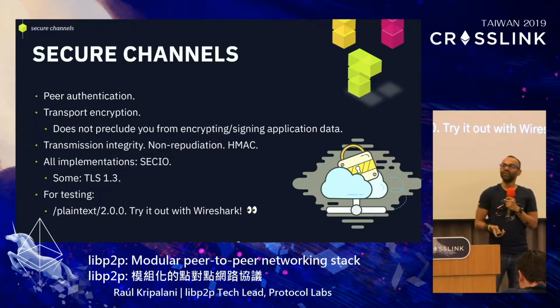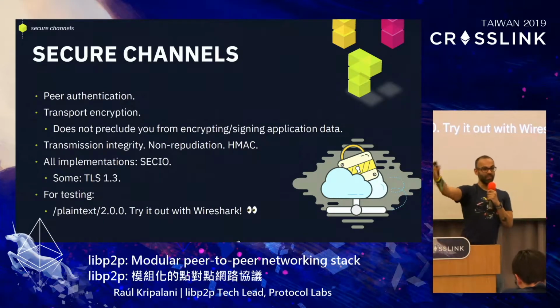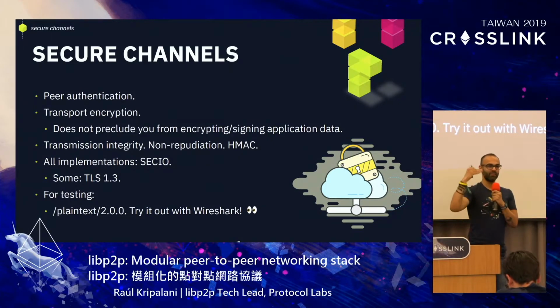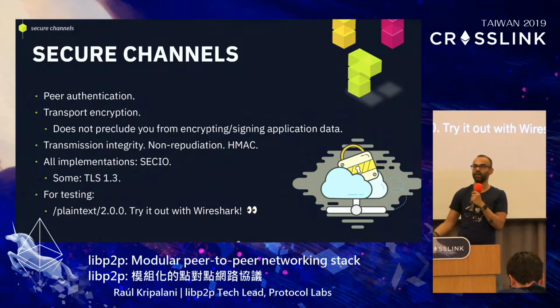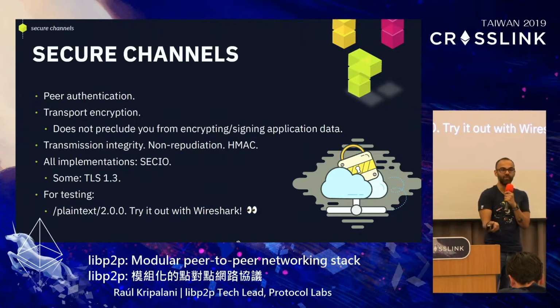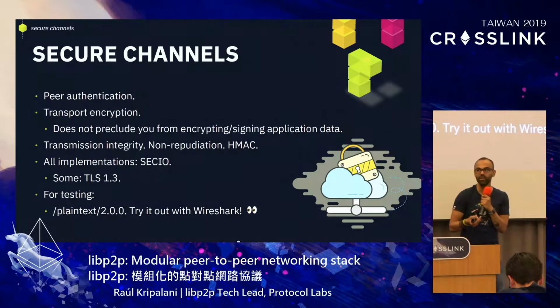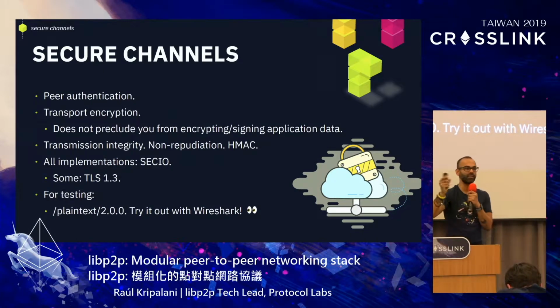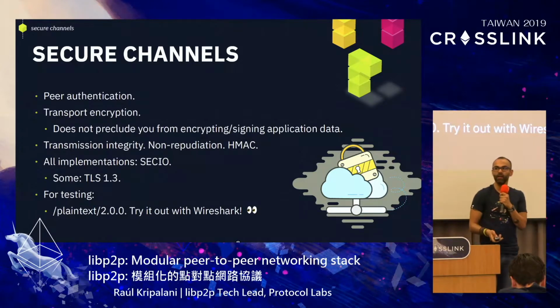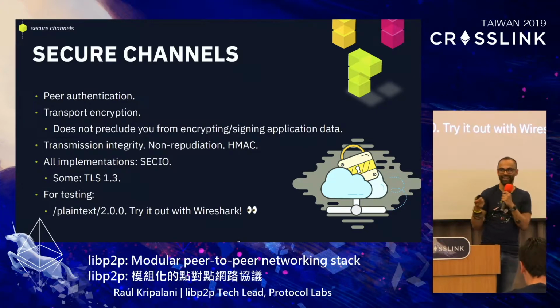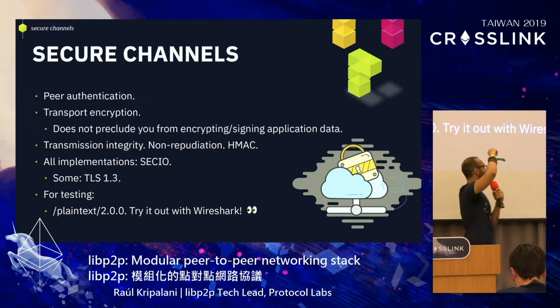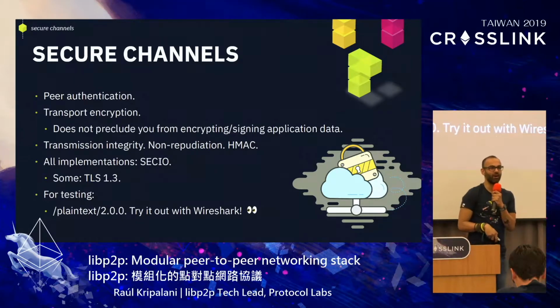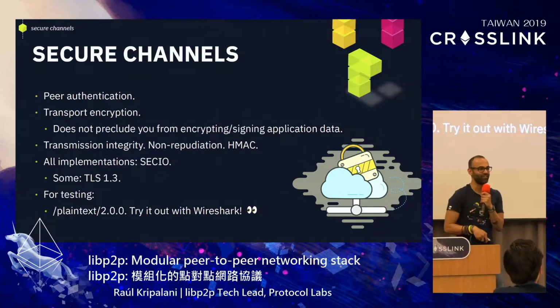So okay, one of the things in this process is the security channels, right? A security channel in libp2p provides two things. It provides peer authentication and it provides transport encryption, right? And other things like transmission integrity, non-repudiation, and so on. Different security guarantees, it depends on the protocol. All implementations support something that's called SecIO. And some implementations support TLS 1.3. And there is also a secure channel called plaintext for testing. You should never run a plaintext channel in production.